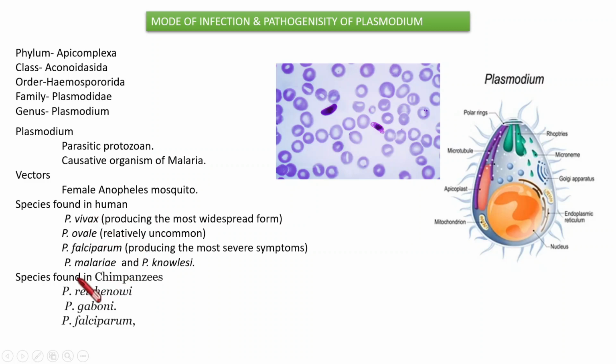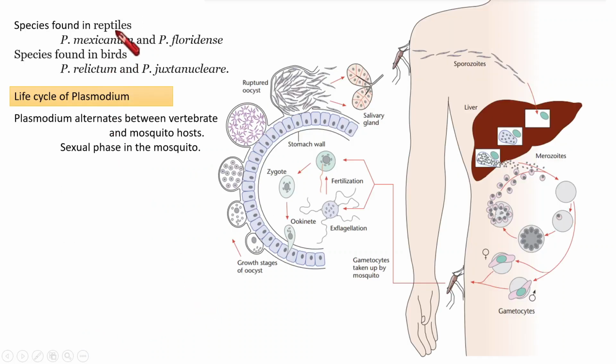In chimpanzees also this Plasmodium protozoan parasite exists. They are Plasmodium reichenowi, Plasmodium gaboni, Plasmodium falciparum. In the case of reptiles, there exist two varieties of Plasmodium. They are Plasmodium mexicanum and Plasmodium floridense. In birds, another two varieties, Plasmodium relictum and Plasmodium juxtanucleare. So it's just for our knowledge. Several different species of Plasmodium exist in different vertebrate hosts.